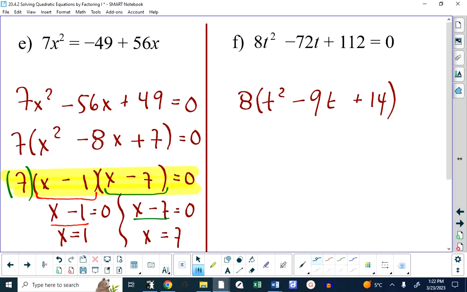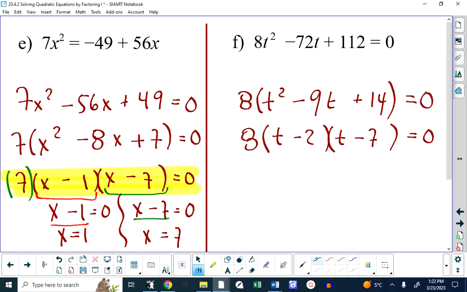What two numbers multiply to give 14 and add to give negative 9? Well, there's only a certain number of options we have here for the 14. It's either 14 and 1 or 2 and 7. t minus 2, t minus 7 does the trick. Don't forget equals 0, and I should be writing equals 0 everywhere. That means that t minus 2 equals 0, t minus 7 equals 0. So t is equal to 2, and t is equal to 7.